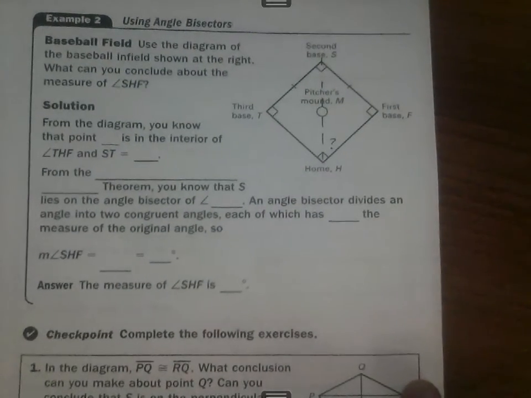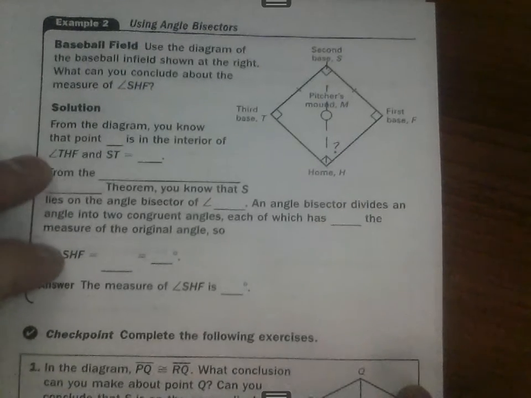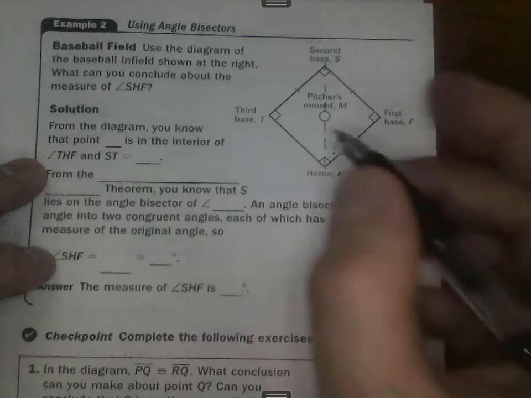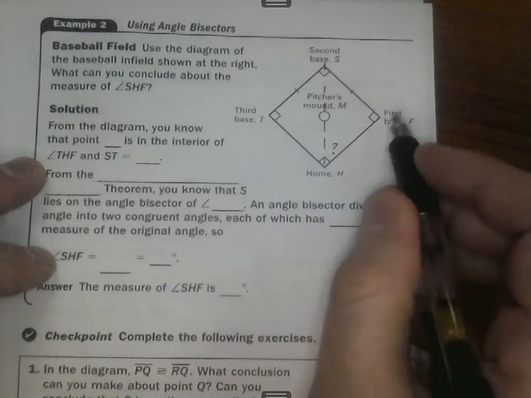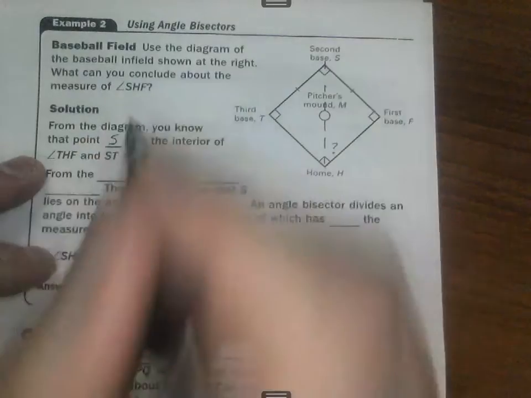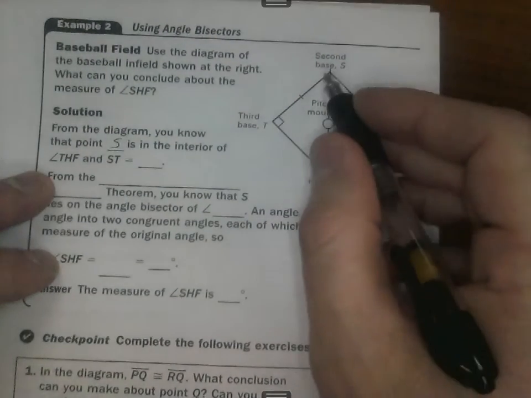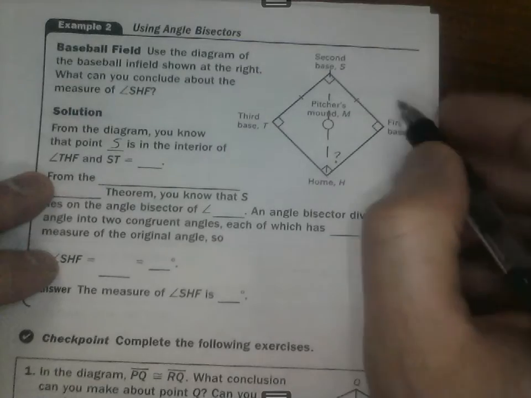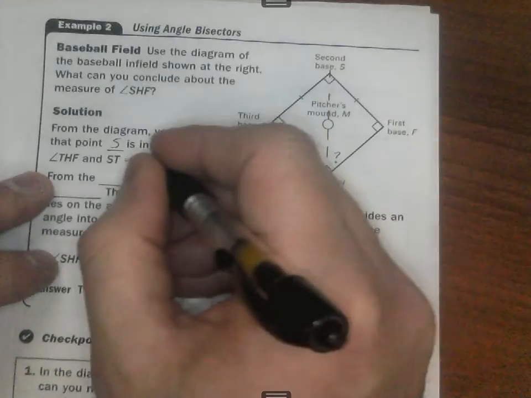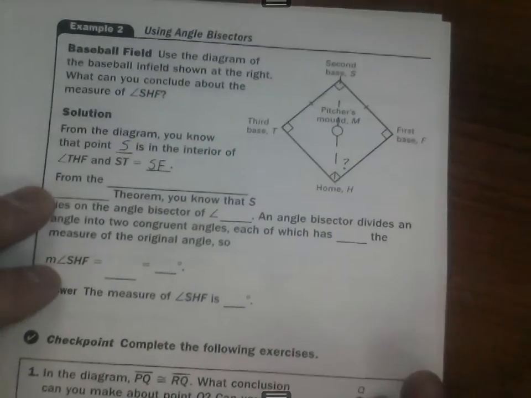From this diagram, you know that point S is in the interior of THF. So if I have THF, I know the interior of that is going to be point S. And ST is equal to SF, since it's given to us that these two lengths are congruent.